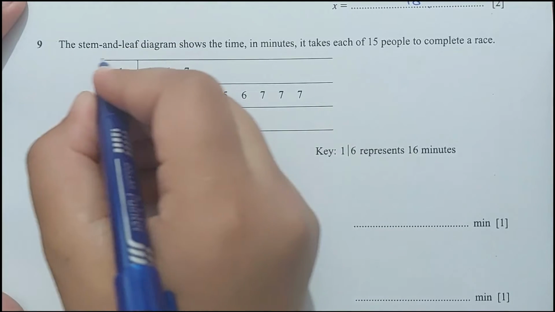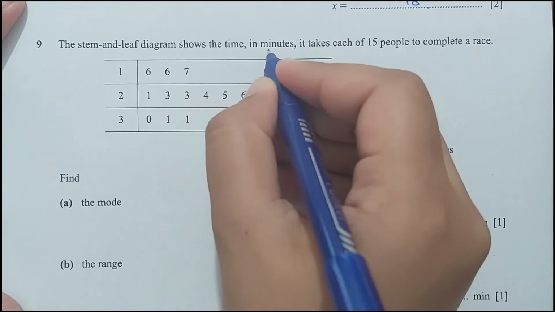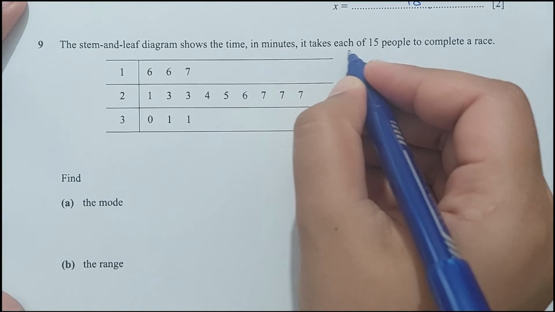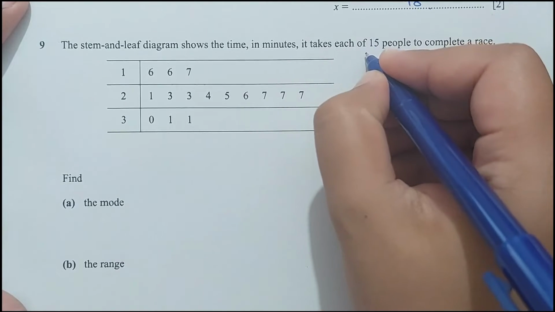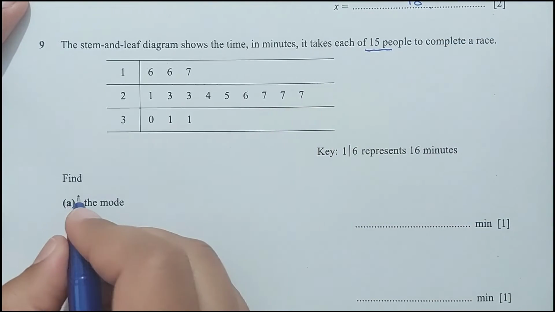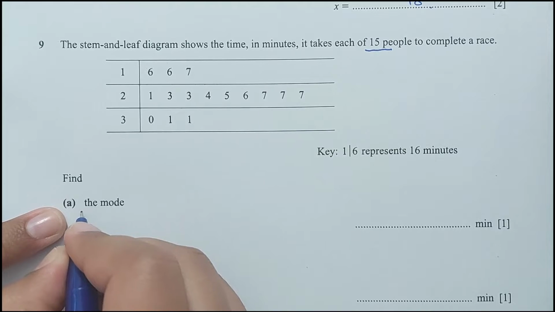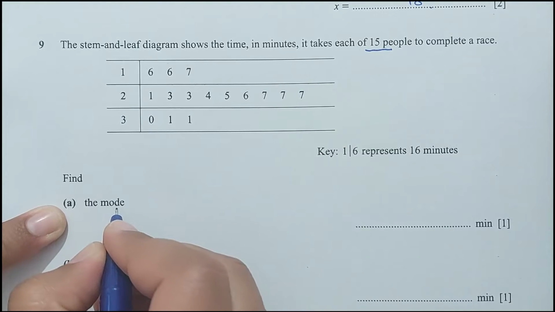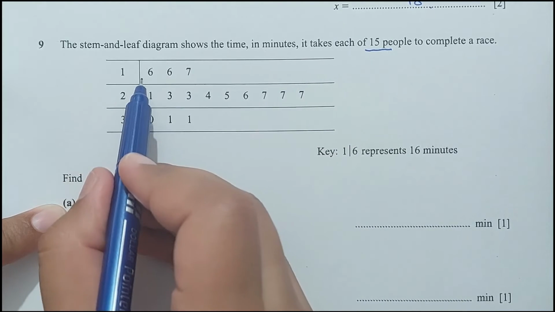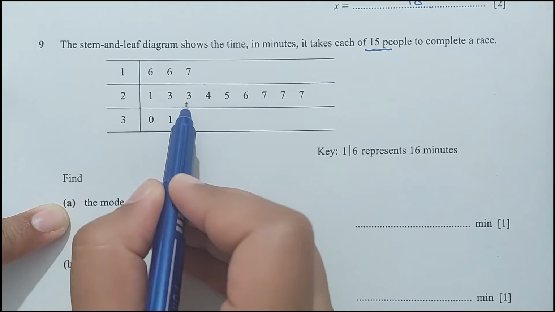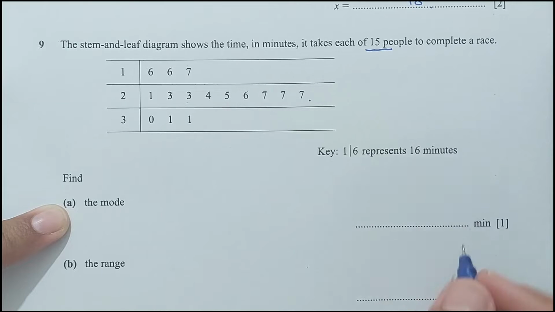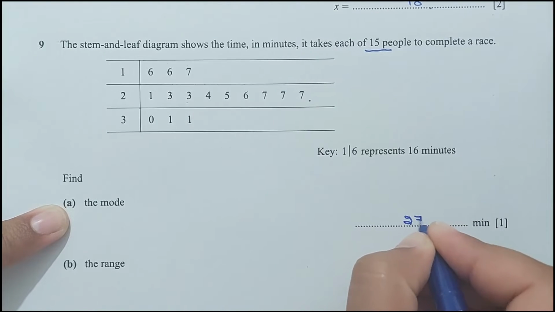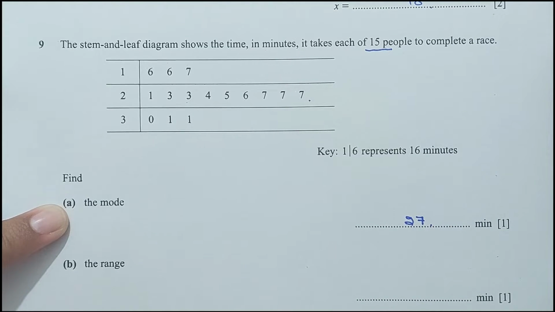Question number 9. The stem and leaf diagram shows the time in minutes it takes each of 15 people to complete a race, right? The total number of people is 15. Part A, find the mode. Mode is the most repeated value. The most repeated is 27 minutes, right?